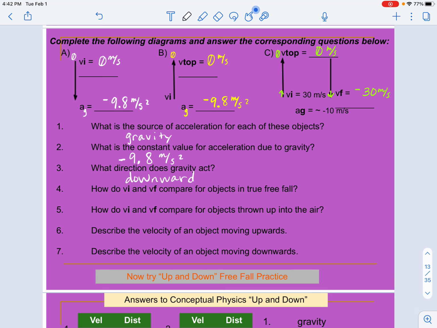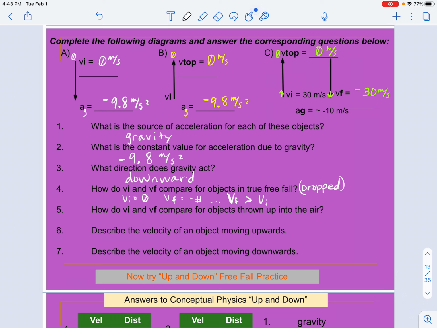How do VI and VF compare for objects that are dropped? Here it says in true free fall, I want to know objects that are dropped. So for my dropped objects, we are going to have an initial velocity of 0, and then we're going to have a final velocity, which is going to be some negative number. So what does that mean? That means that my VF is always going to be larger than my VI. Remember, you can't have a number less than 0, so negative numbers are not less than here. They're just going to be greater magnitudes, but in a downward direction.